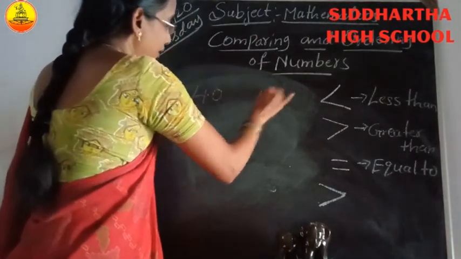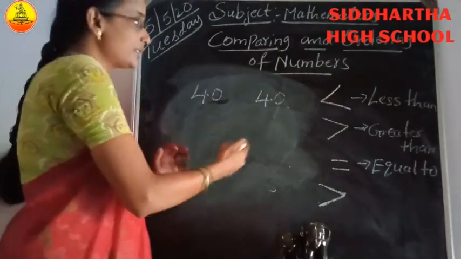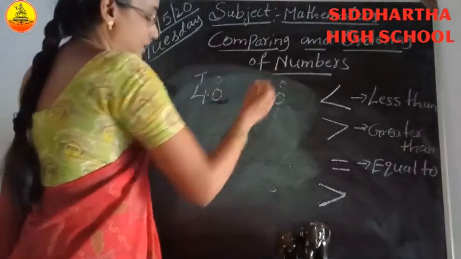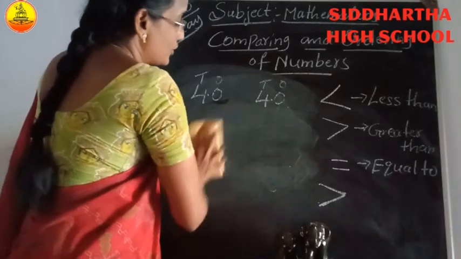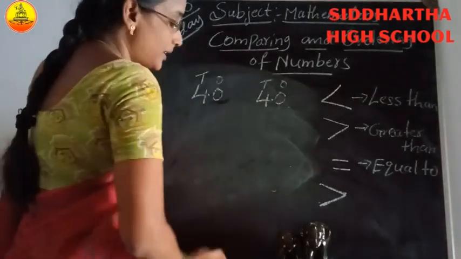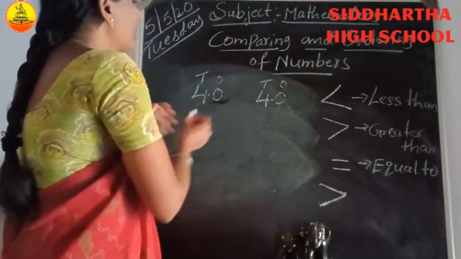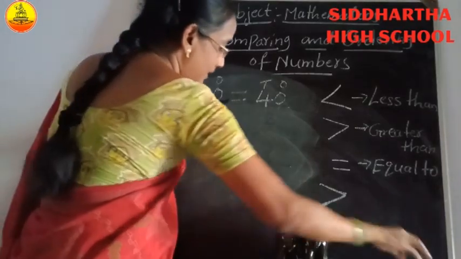Now 40 and 40. When the two numbers are the same, which symbol do you use? When it is the same number, we use the equal symbol.